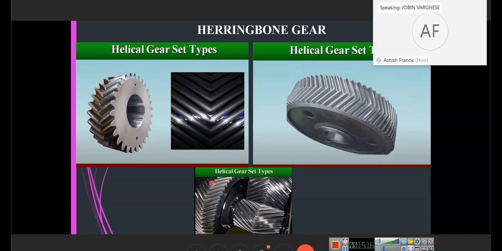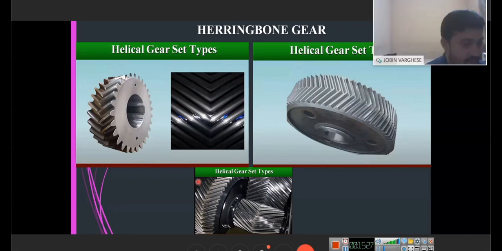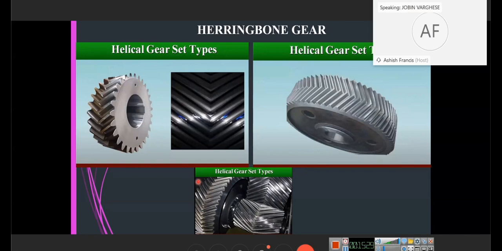Okay, sir. I have another question. Are these gearboxes made of herringbone gear? Which gearboxes? It seems it is a general question, regarding the normal herringbone gearboxes.